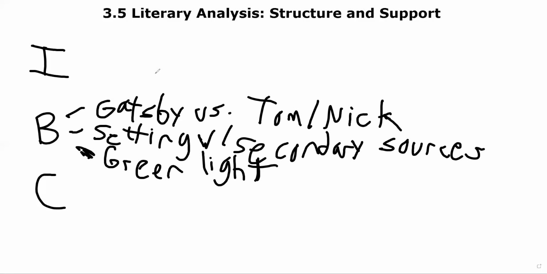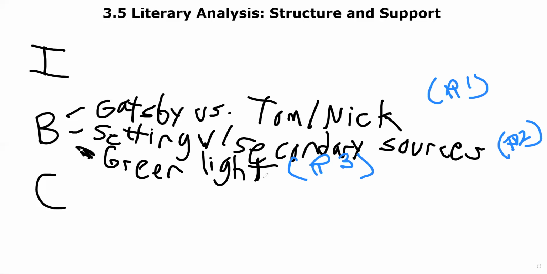So think of this as our paragraph 1, paragraph 2, and paragraph 3. We have a paragraph about the characters. We have a paragraph about the setting of the novel, that being 1920s New York, and we have a paragraph about the symbolism, that being the green light in the story.